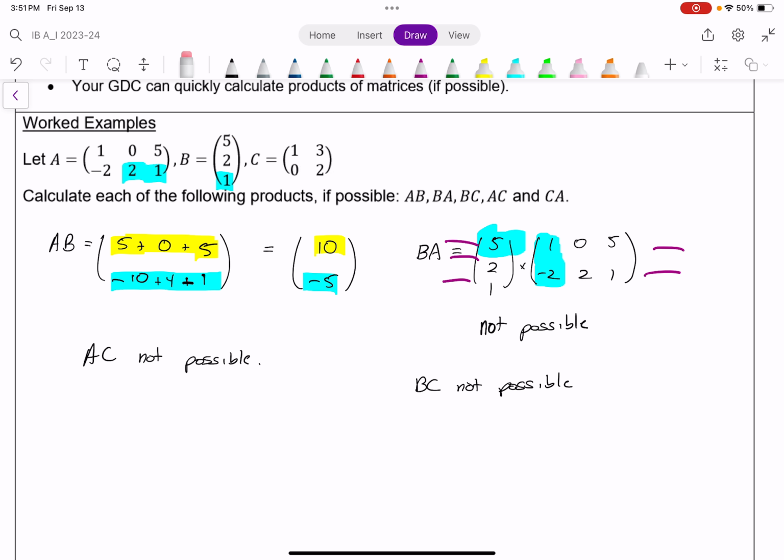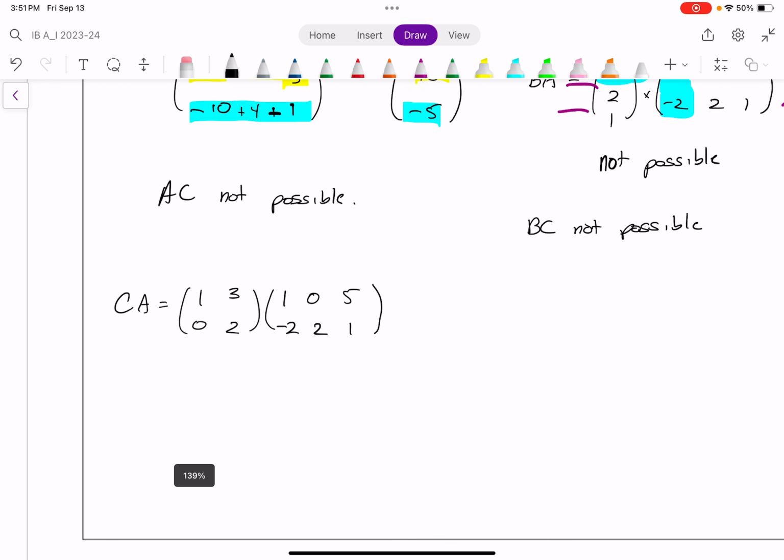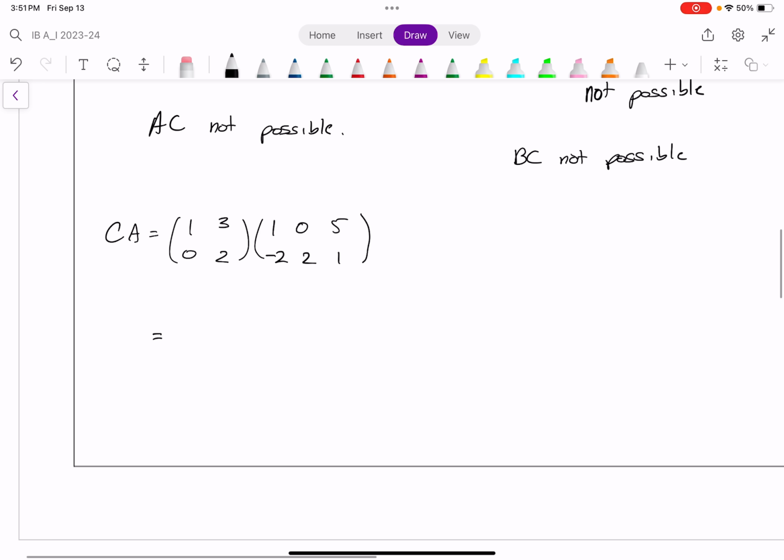The last one is C times A, which I'm just going to write out down here. So CA would look like this. While I don't have to rewrite it, I really think it makes it a lot easier because the order matters, and it's easy to look at this the wrong way around if we don't write them out. And so this will be possible because C has 2 columns, whereas A has 2 rows. So this will always be possible.